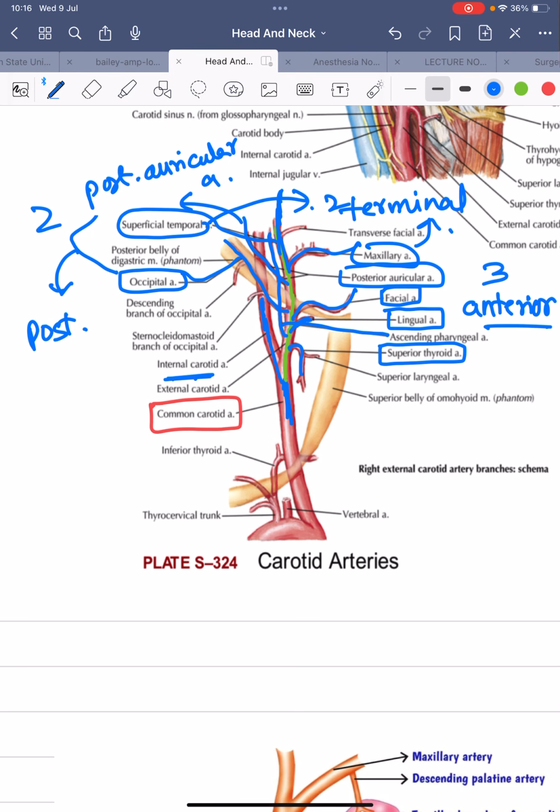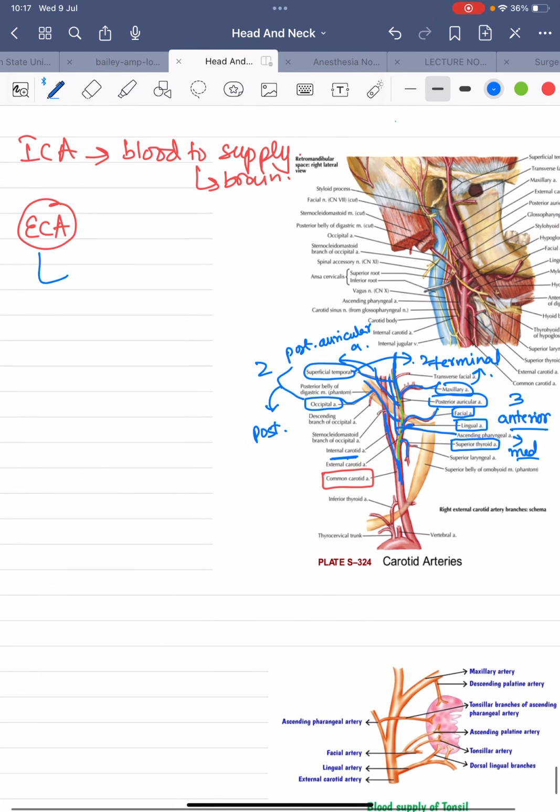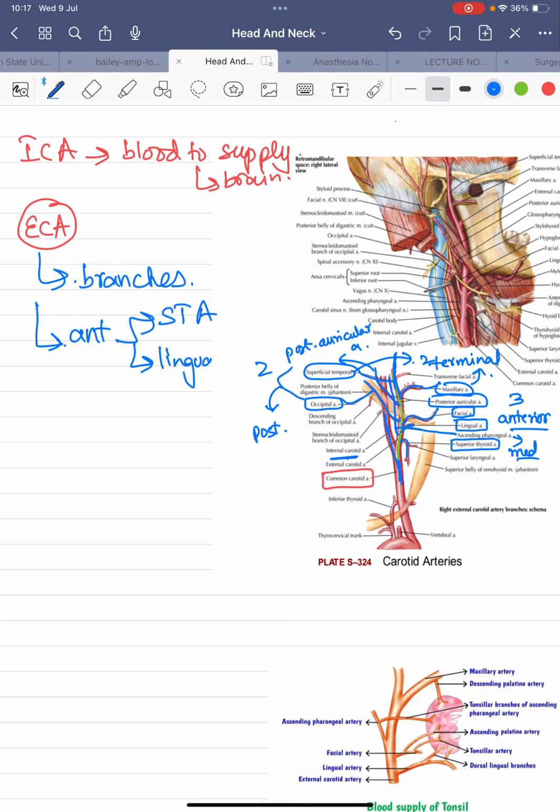Okay, so if I write here all the arteries, the external carotid artery branches in the head and neck region. Number one, please remember there are anterior branches. So what are the anterior branches? Superior thyroid artery, lingual artery, and the third one is the facial artery. Okay, so these three are the anterior branches.